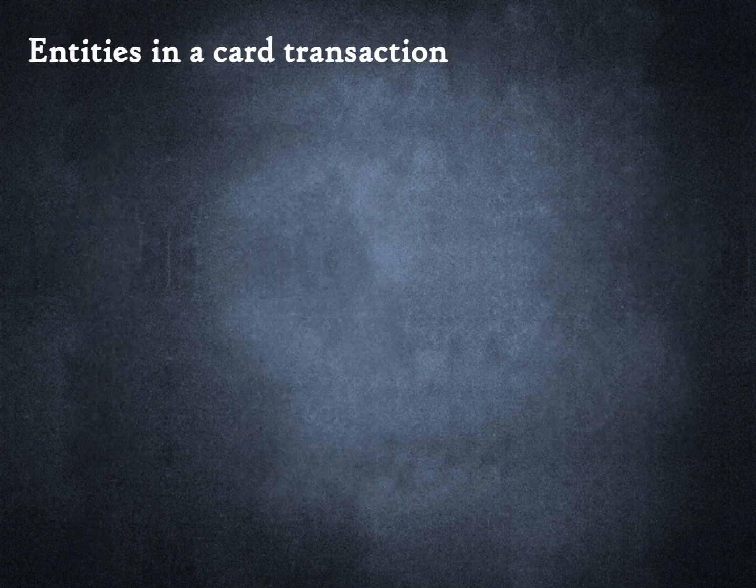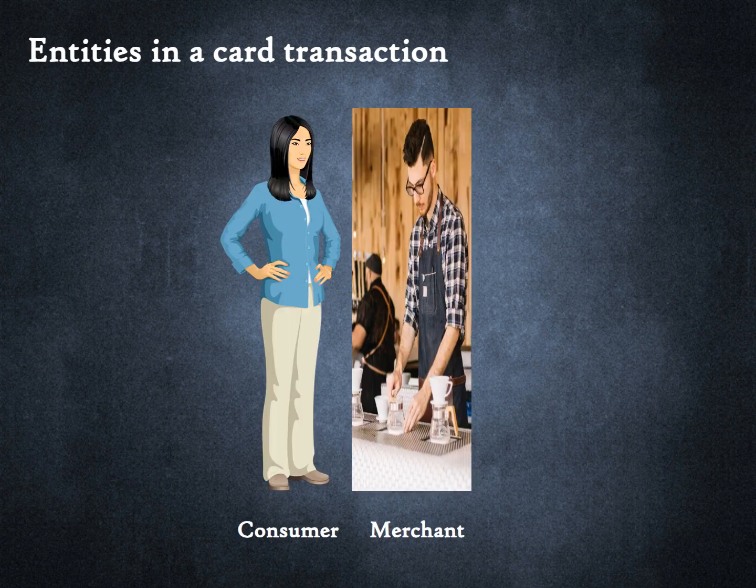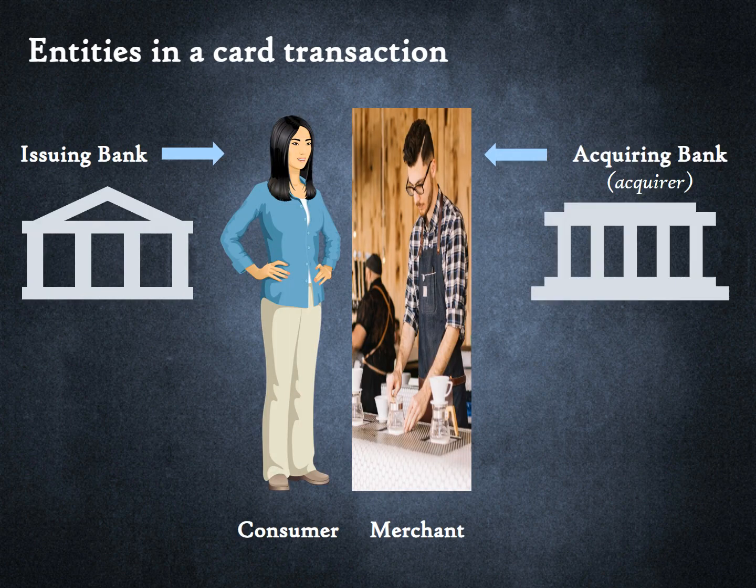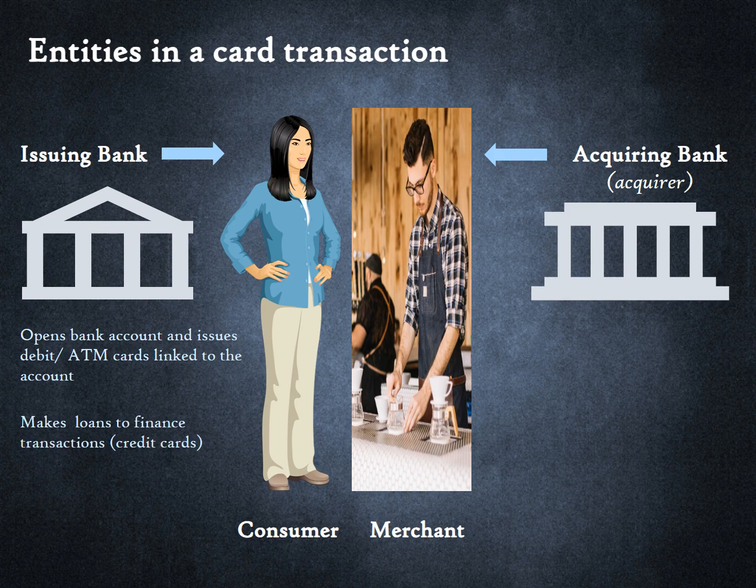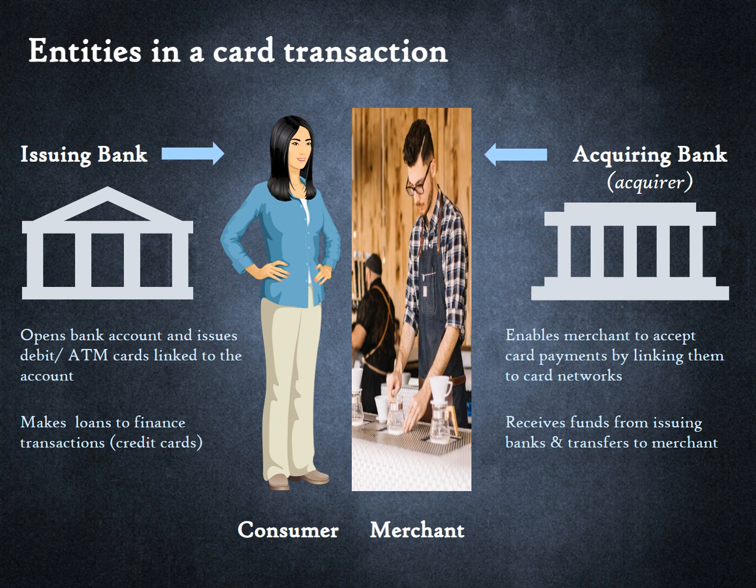There are four parties to a card transaction: the consumer, the merchant, the issuing bank, and the acquiring bank. The card-issuing bank opens the bank account to which a debit card is linked. Alternatively, for credit cards, the issuing bank issues a credit limit. The acquiring bank enables the merchant to receive card payments by facilitating their linkage to card networks. The acquiring bank also receives funds from the issuing bank on behalf of the merchant. Next, we will review how these parties interact.